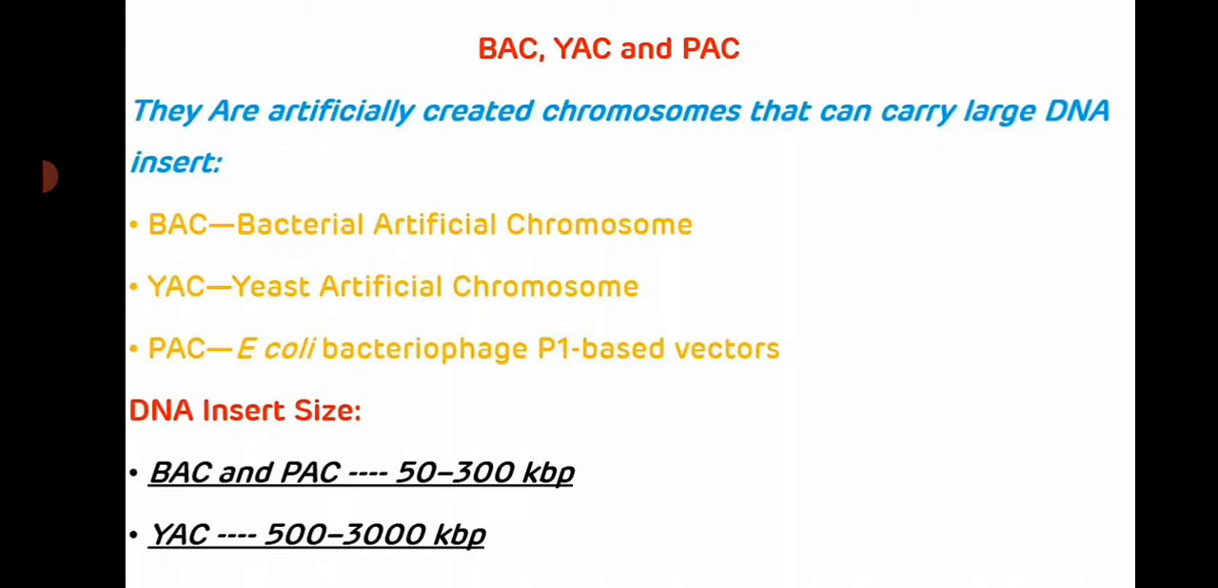And there are expression vectors also. Retroviral vectors are also there. Human artificial chromosomes are also there. So phagemids are there. Phagemids are artificial vectors once again. They are used in combination with M13 phage. They too possess multiple cloning sites, and they are identified by blue-white screening. So BAC and PAC can carry around 50 to 300 kilobase pairs, while YAC or yeast artificial chromosome carries 500 to 3000 kilobase pairs. So much carrying capacity is shown by YAC.